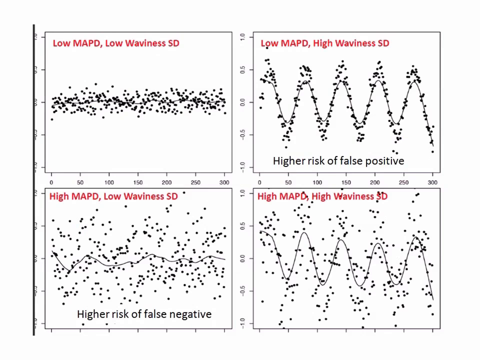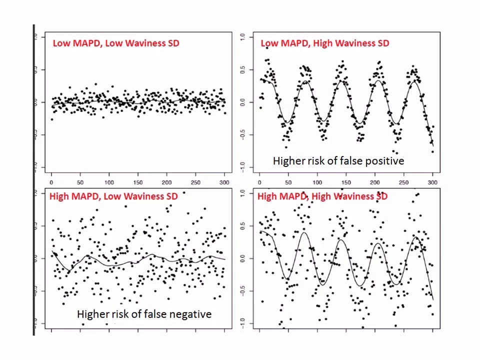So I like this slide. I got it from Affy. But it's basically, if you have low MAPD and low waviness, everything should look pretty tight. You could have a low MAPD and high waviness where neighboring probes agree with each other, but over a longer segment you see this pattern, and that gives you a higher risk of a false positive because you're at higher risk of having this cluster called a gain and this cluster called a loss. But if you zoom out, you should recognize that that's waviness and probably not a real call.